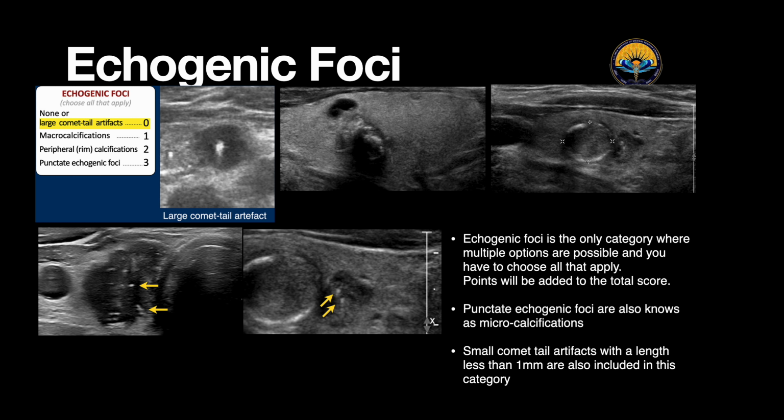It should be noted that in all the previous examples, we gave clear cut points. However, here we can give cumulative points. If we can see peripheral rim calcification, we give 2 points, and if we can also see the microcalcification or punctate echogenic foci, then we give it 3 points. So in this we will give 2 plus 3, 5 points. So here we give cumulative points.